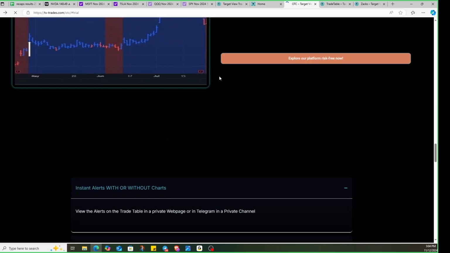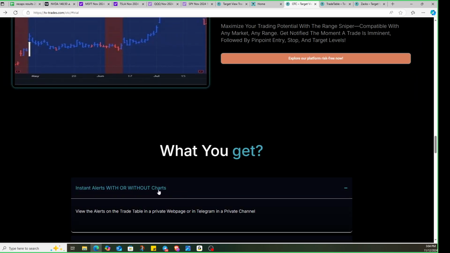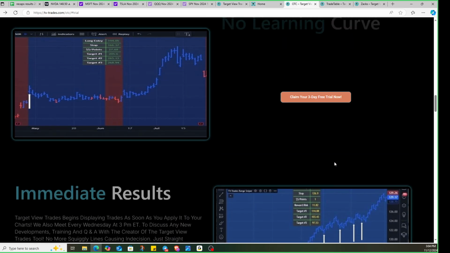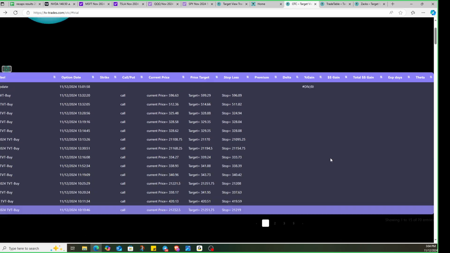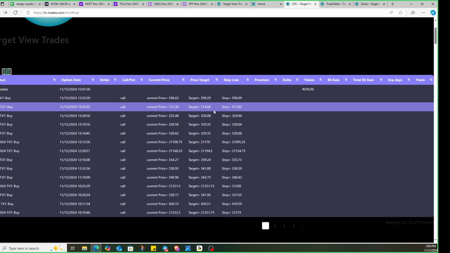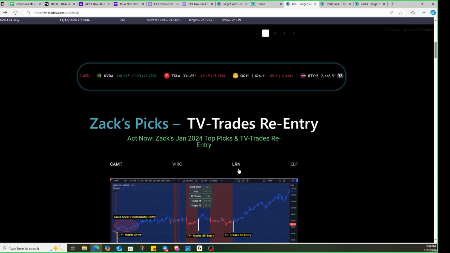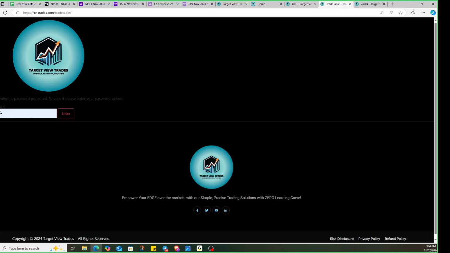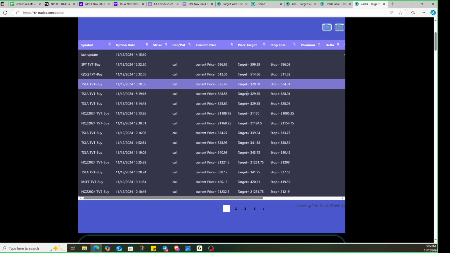Let me just refresh this page for a second here, because this right here is what I wanted to look at. The main thing I want to show you today, well, one of the main things, is that you don't need to actually have charts. You see this right here is a trade table, and that is actually on a hidden page. It's going to be on this trade table page, which you can see requires a password to get into. And that page looks like this.